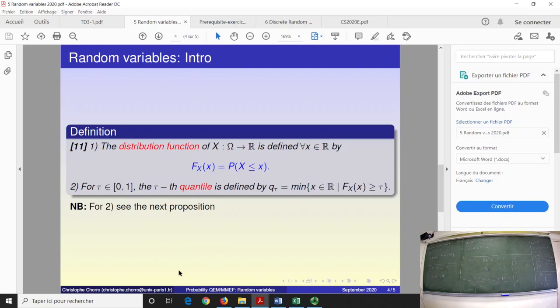Basic definition here. So may I erase the board?